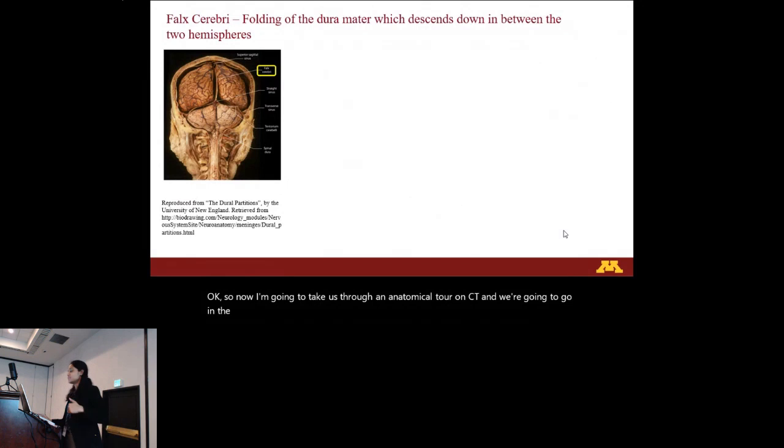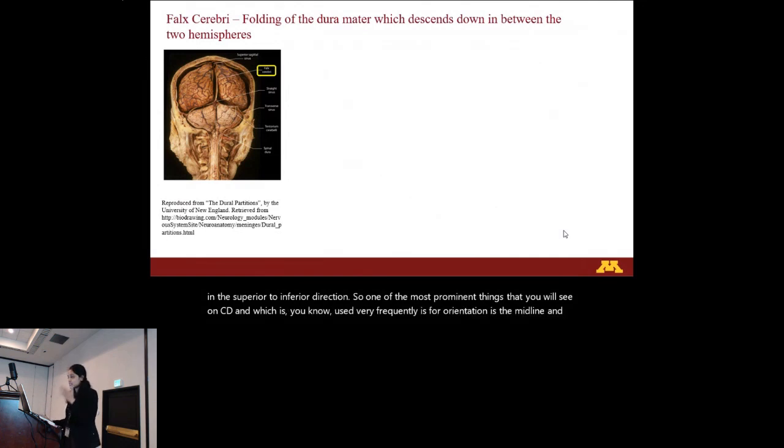the superior to inferior direction. So one of the most prominent things that you will see on CT, and which is used very frequently for orientation, is the midline. And what defines that is the falx. Now that's the folding of the dura mater, which descends down in between the hemispheres of the brain.